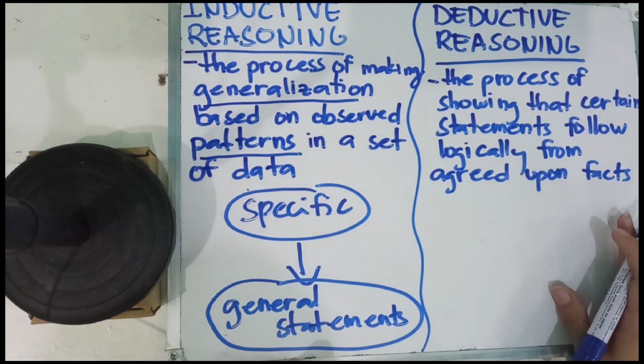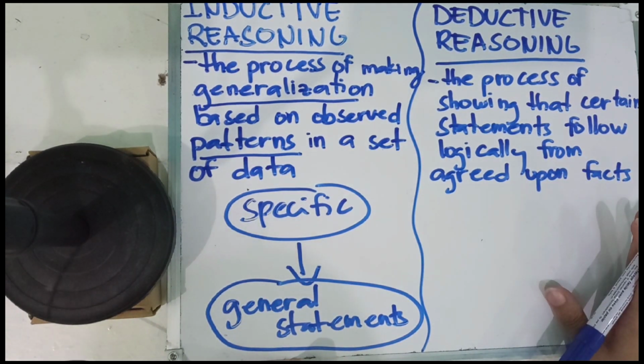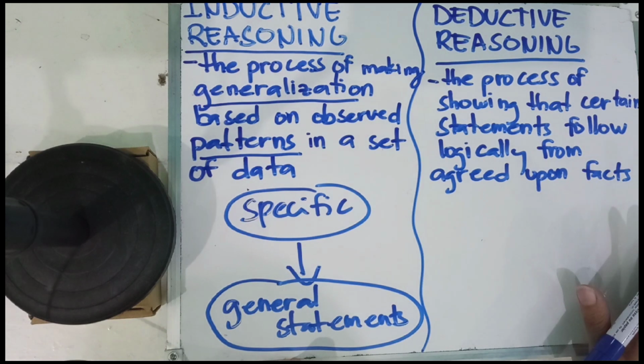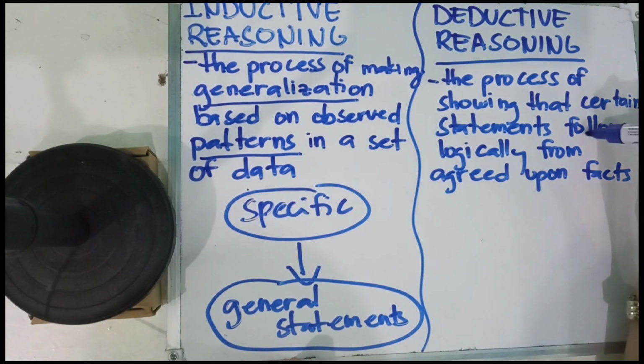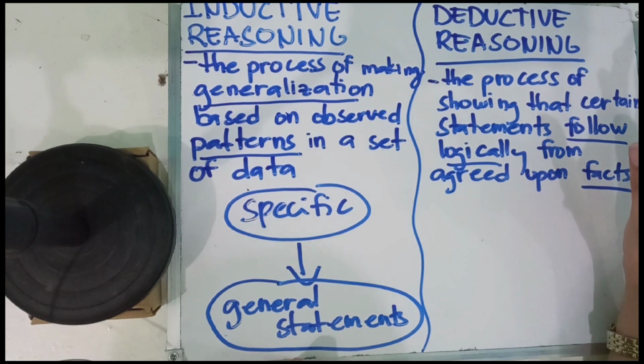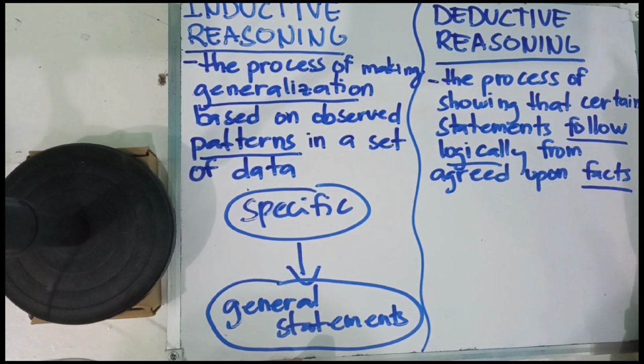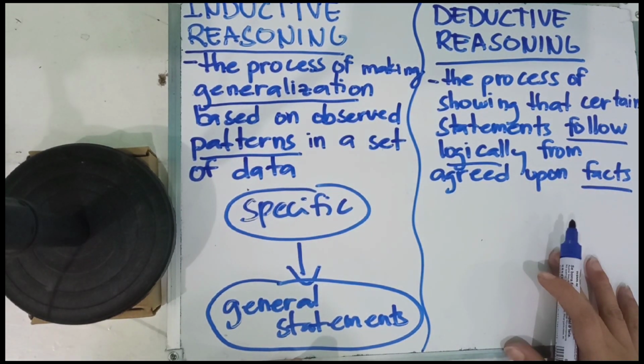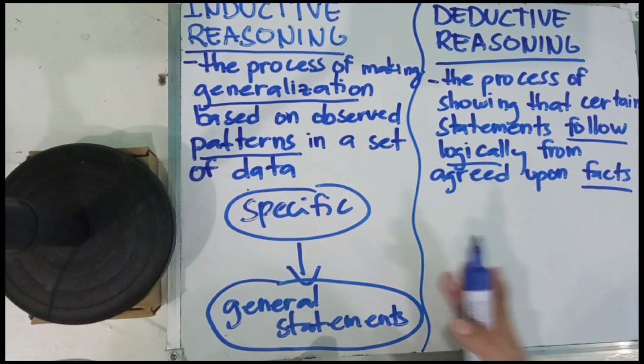Next, we have deductive reasoning. By definition, it is the process of showing that certain statements follow logically from agreed upon facts. So again, the process of showing that certain statements follow logically from agreed upon facts. By the way, deductive or to deduce means to reason from known facts. So from given facts or from given general statements, you need to give certain or specific examples. So these are inverses or opposite of each other.